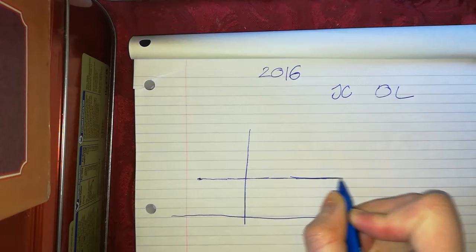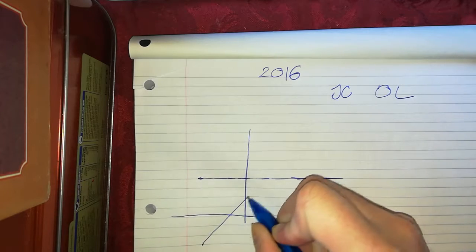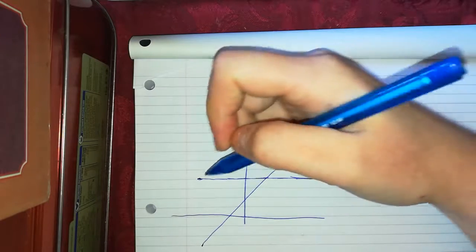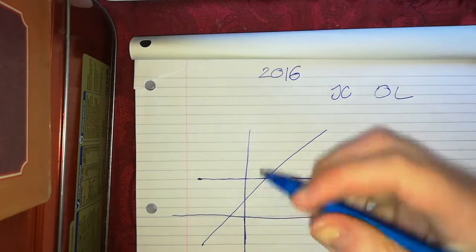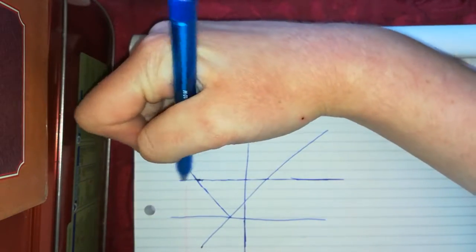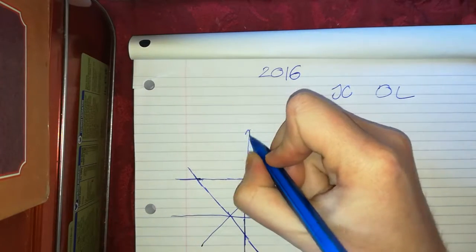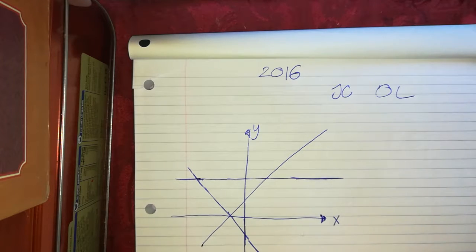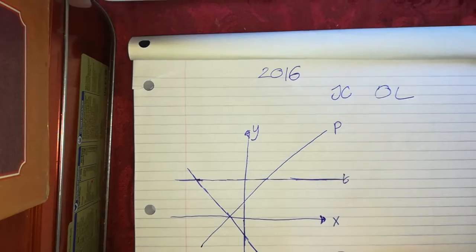So this line is straight across, and then there's another line here, and then another line that goes through here. I'm just drawing it out roughly. So this is the y-axis here, and this here is our x-axis. And this is called t, this is p, and this is k.